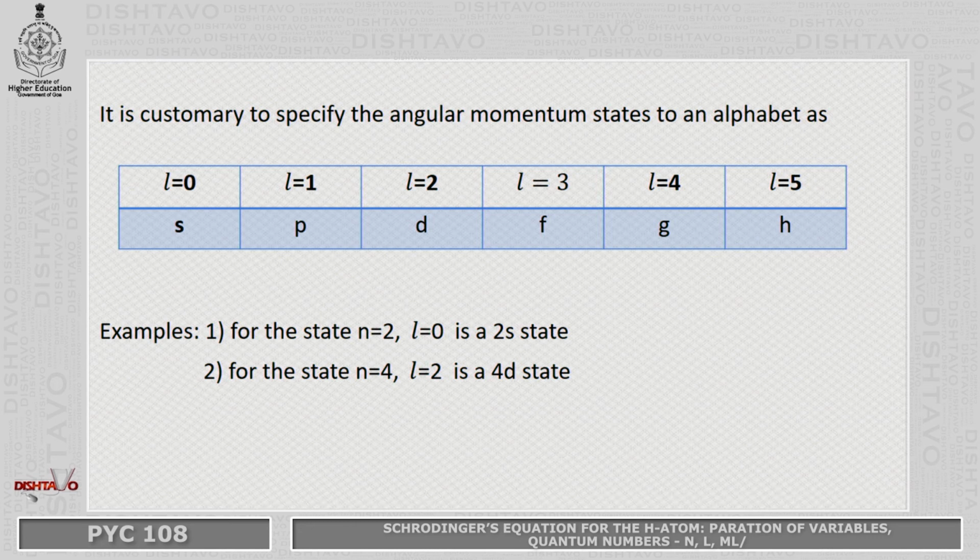It is customary to assign the angular momentum states an alphabet: L equal to 0 is S state, L equal to 1 is P state, L equal to 2 is D state, and so on. Some examples are given here below. For n equal to 2, L equal to 0, we have a 2s state, and for n equal to 4, L equal to 2 is a 4d state.